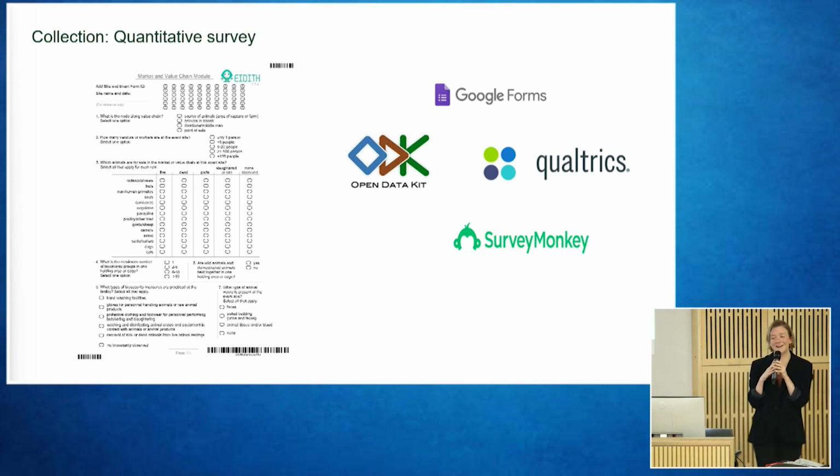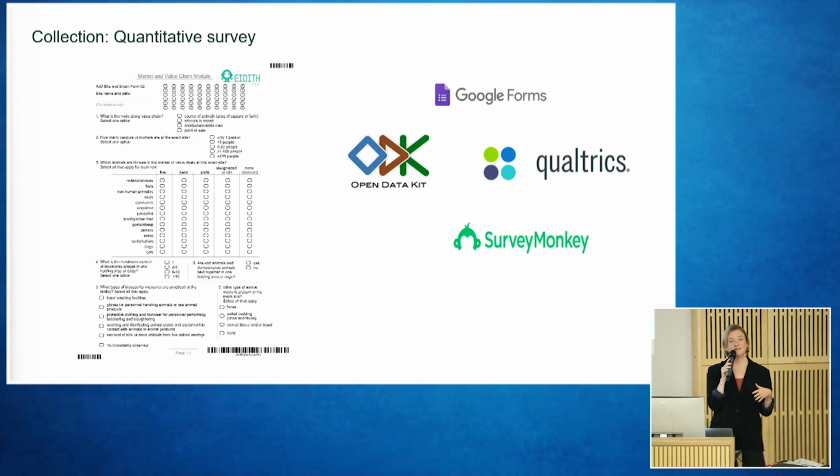This is what a collection tool for a survey looks like. On the left is an example of a bubble form, which is a paper sheet, but can also be placed within a tablet or online tool. There's a lot of digital collection tools available.